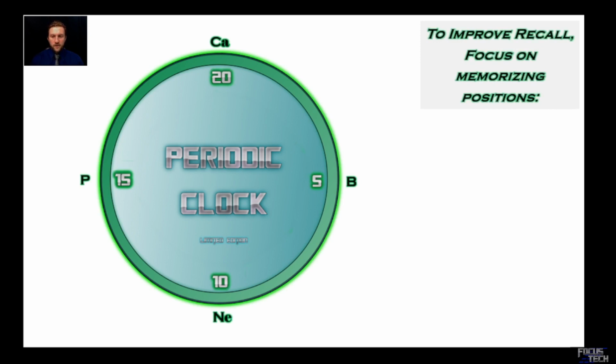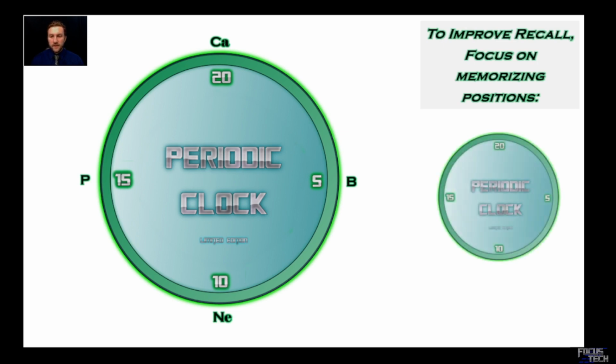Okay, pretty good. Now, in order to unlock all of this information that we just went through, you need to memorize position 20, position 5, position 10, and position 15. Those are critical. So we have calcium at 20, we have boron at 5, we have neon at 10, and we have phosphorus at 15. Really important to keep those in mind and anchor your memory.